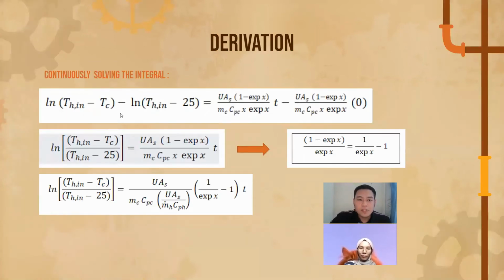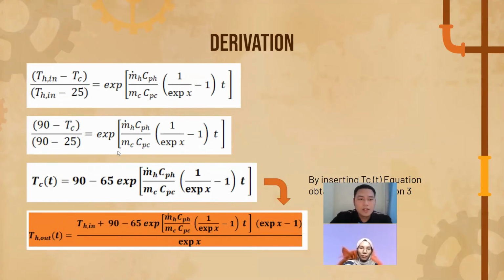So we fill in the limits into the equation, which are TC and 35, and t and 0. We solve it as usual until we get the log of TH in minus TC over TH in minus 25 equals UAS over MC CPC times UAS over m dot h CPH times 1 over exponent X minus 1 times 2.